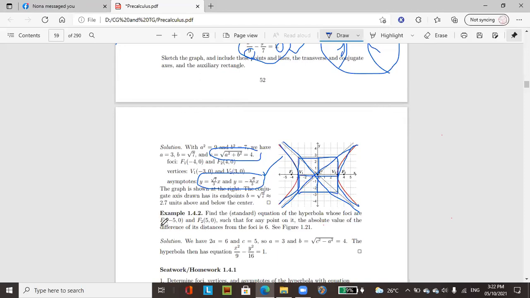So we have 2a is equal to 6 from this given problem. And we know that c is equal to 5. So 2a is equal to 6, it follows that a is equal to 3. And then solving for b, it is equal to 4. The standard equation of the hyperbola is x squared over 9 minus y squared over 16 is equal to 1. Any question in this example number 2?